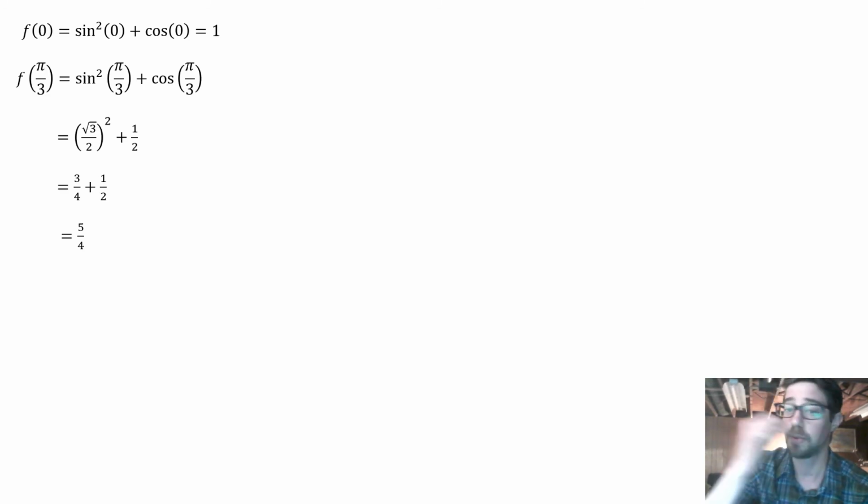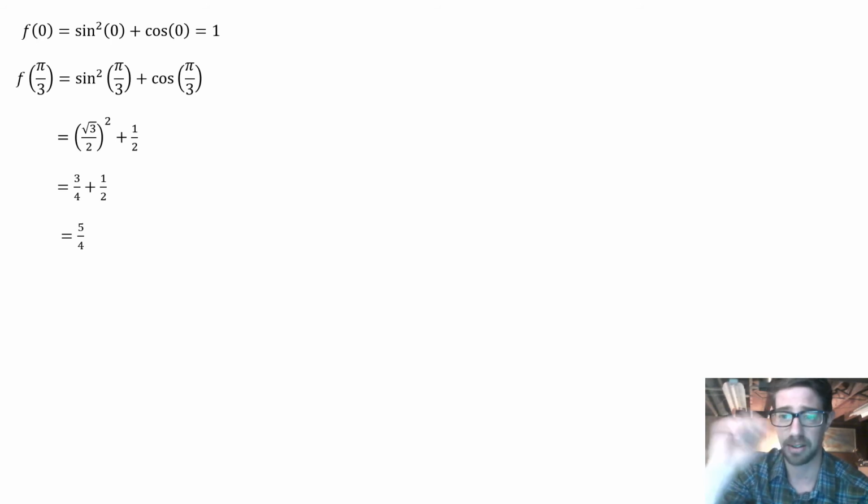F of pi over 3, we got to remember some trig stuff here. Sine of pi over 3 is root 3 over 2. Cosine of pi over 3 is 1/2. Again, just Google unit circle if you don't have one handy. So that turns out to be 3/4 plus 1/2, which is 5/4. So, right, we couldn't exactly tell that by looking on the graph.